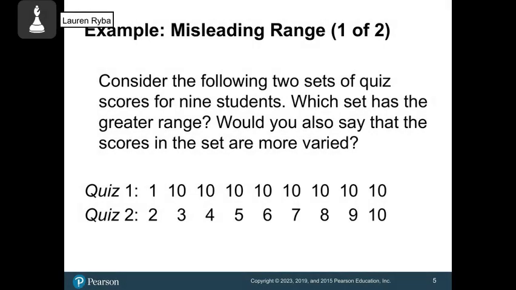Consider the following 2 sets of quiz scores for 9 students. Which set has the greater range? And would you also say that the scores in that set are more varied? In this first class, 1 student got a 1, and everyone else got a 10. In the other class, there were all different scores: 2, 3, 4, 5, 6, 7, 8, 9, and 10. So which one has the greater range, and is the one with the greater range the one with more varied scores?